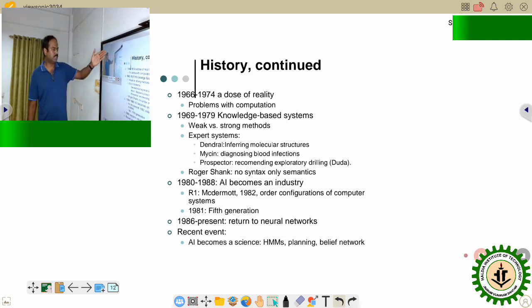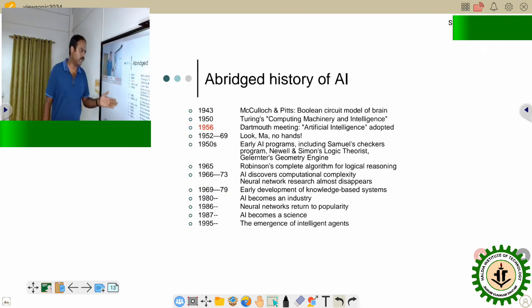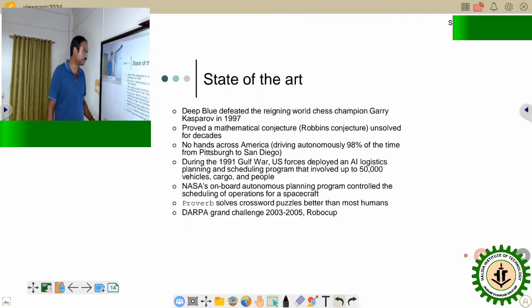Now there is some history we can see. Again, there is some brief history. What we actually want to tell the students is what this artificial intelligence could do. That means what it can do and what it already did, we will discuss. First, the supercomputer that defeated Garry Kasparov in 1997. So you all know the fact. And there is a proved mathematical conjecture. No Hands Across America in Pittsburgh.